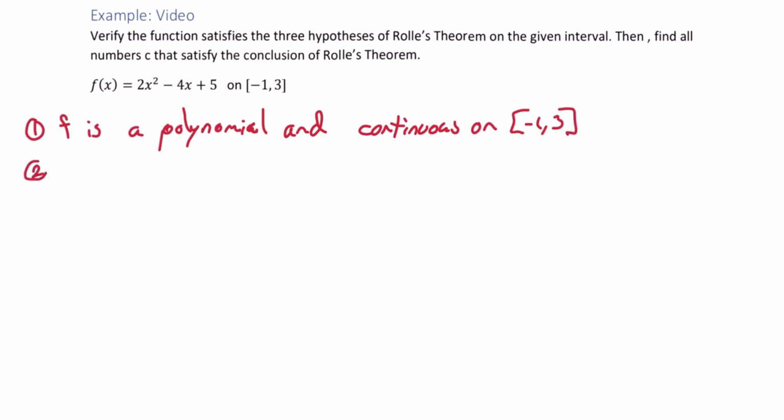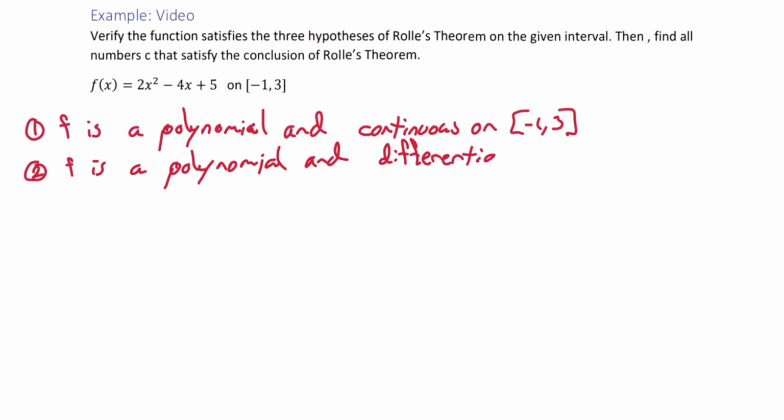The second, f is a polynomial and therefore it must be differentiable on the open interval from -1 to 3.